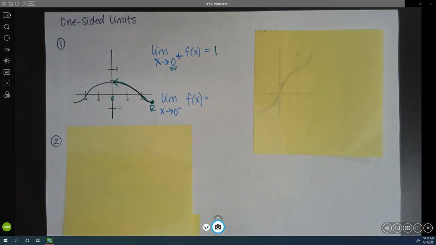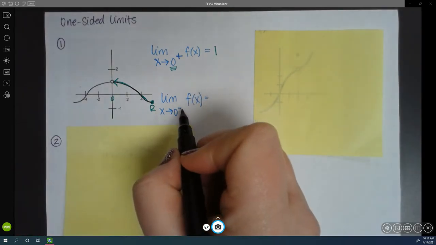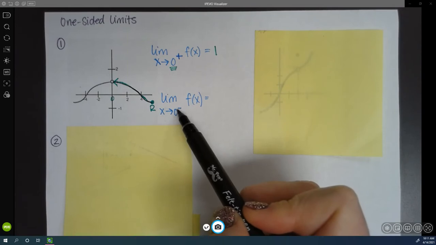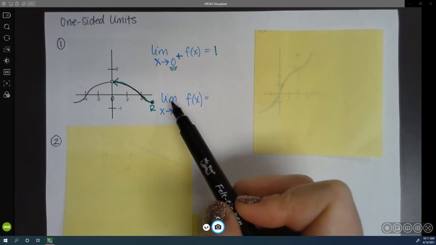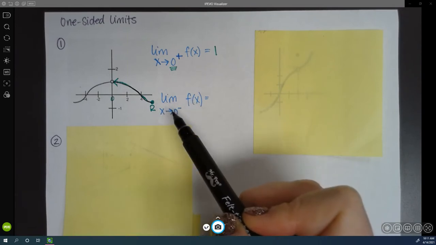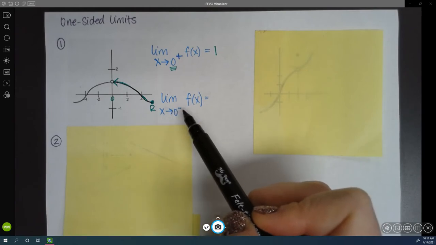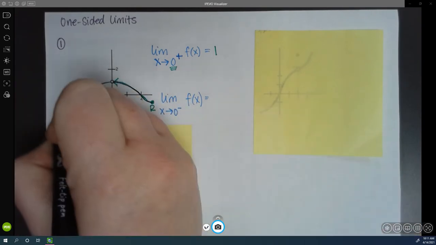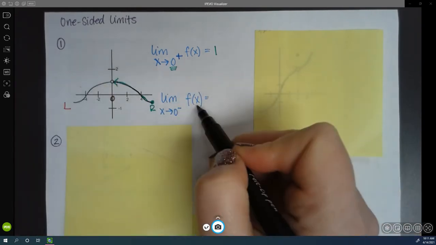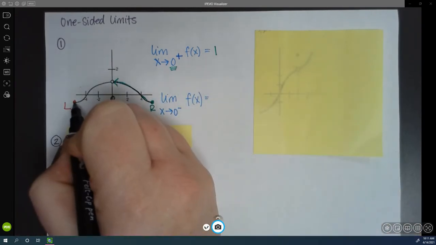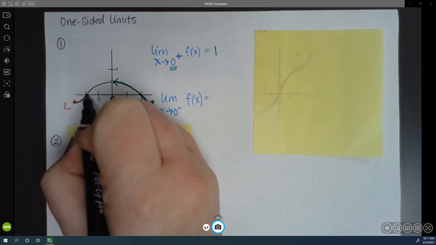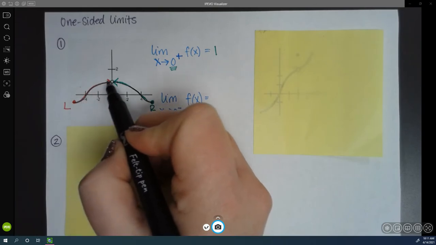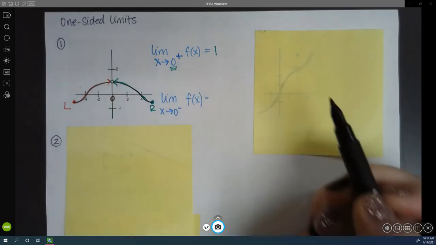Now let's go in the left direction. And I know I'm going in the left direction because the exponent is negative. So they want to know the limit of the function as x goes to 0 from the left side. So again, my goal is to stop at 0, but this time I'm going from the left side of the function. So jumping onto the function from the left, following it all the way to 0, and I get closer and closer and closer to 1 on the y-axis.